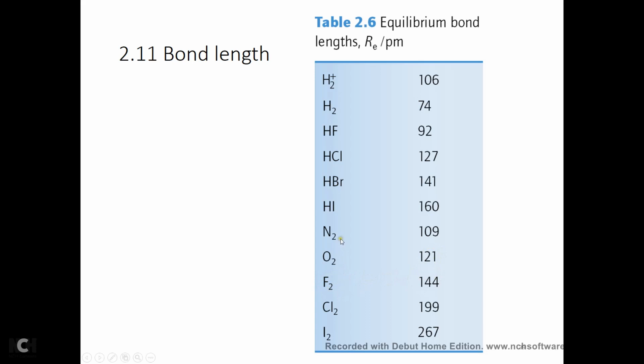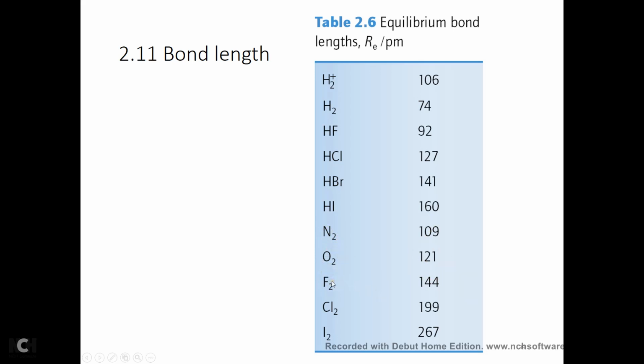Remember, if we're talking about atoms, nitrogen is bigger than oxygen, and oxygen is bigger than fluorine. So the single bond between two nitrogen atoms is longer than the single bond between two oxygen atoms, and the single bond between two oxygen atoms is longer than the single bond between two fluorine atoms. But now we're looking at a triple bond, a double bond, and a single bond.